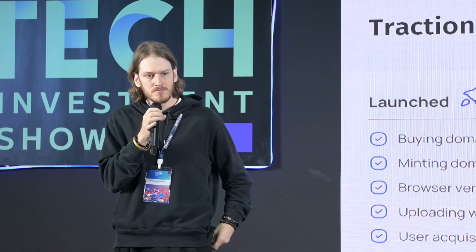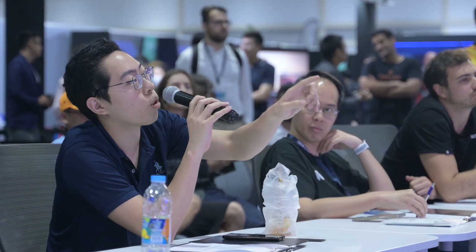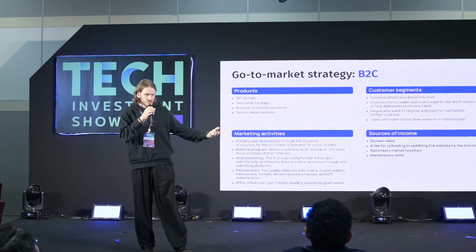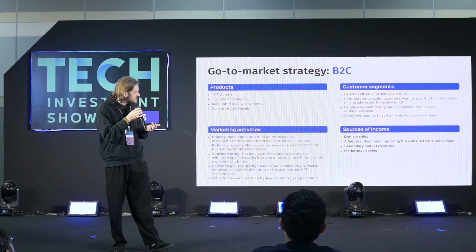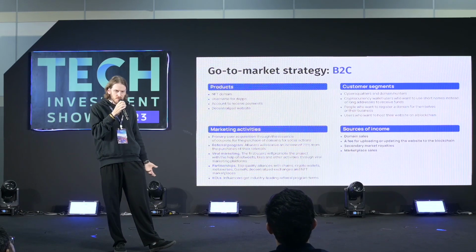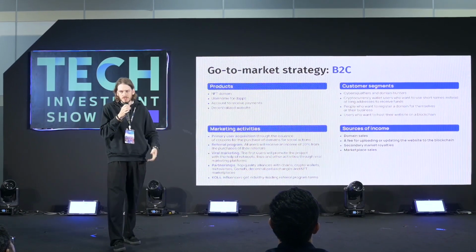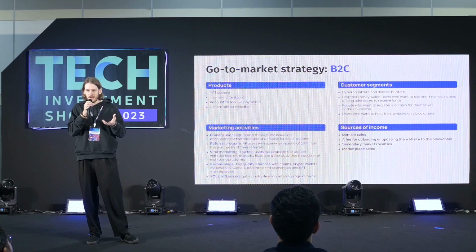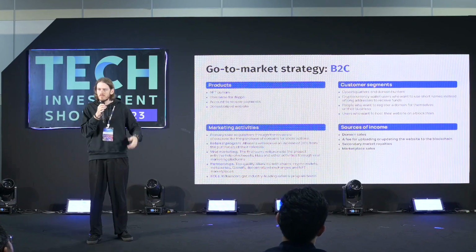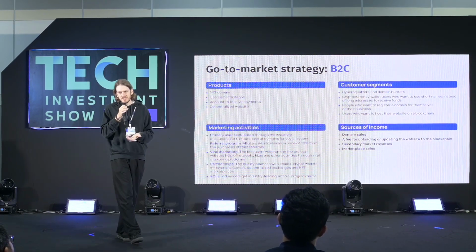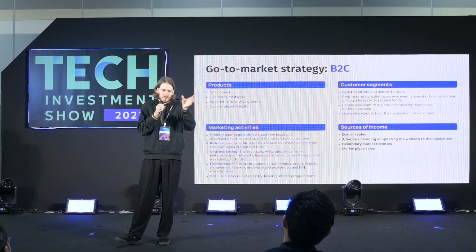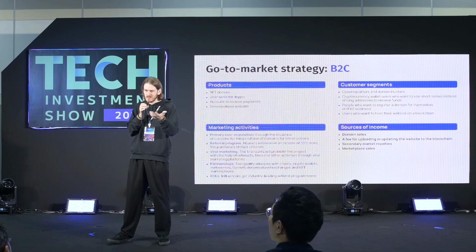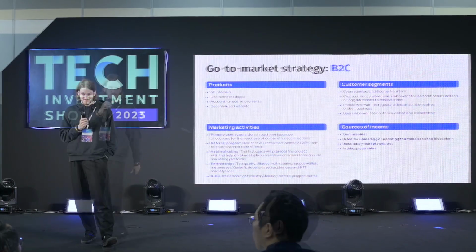Okay, we skipped one slide about go-to-market. Do you mind going back one? Most of the revenue is from selling domains. We have additional fees for the secondary market and for uploading websites also. So this is the main strategy for now. And for business, we offer top-level domain zones like Amazon.alex, something like that.